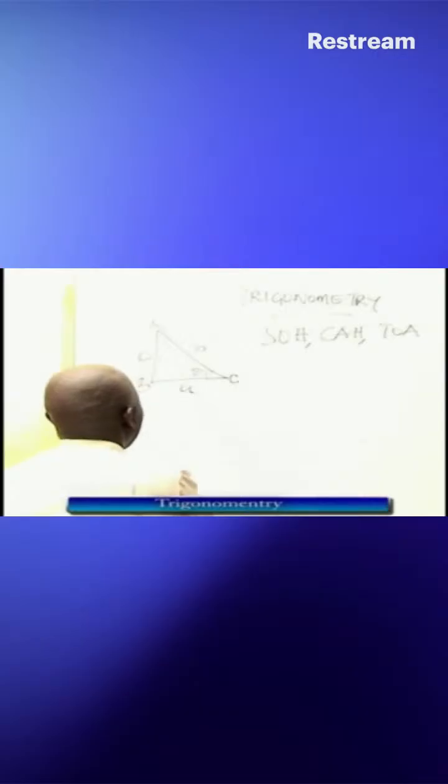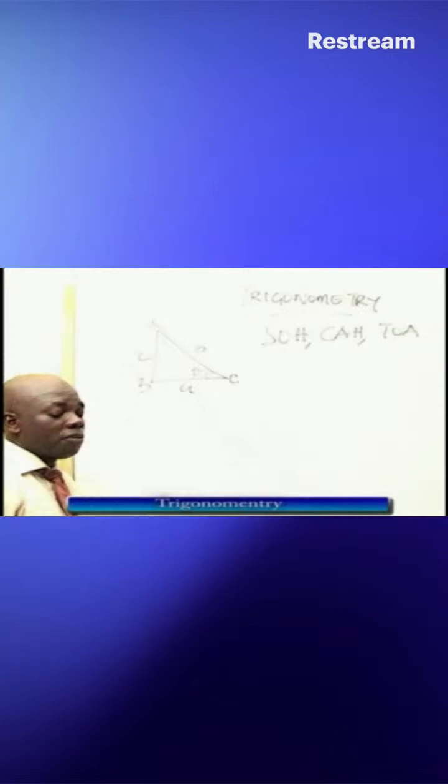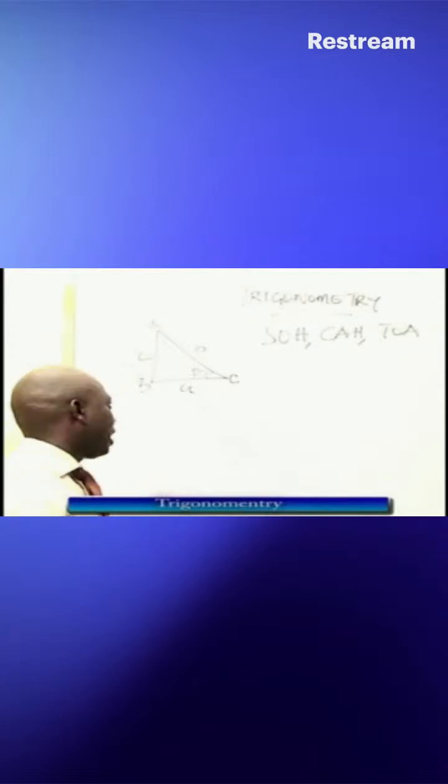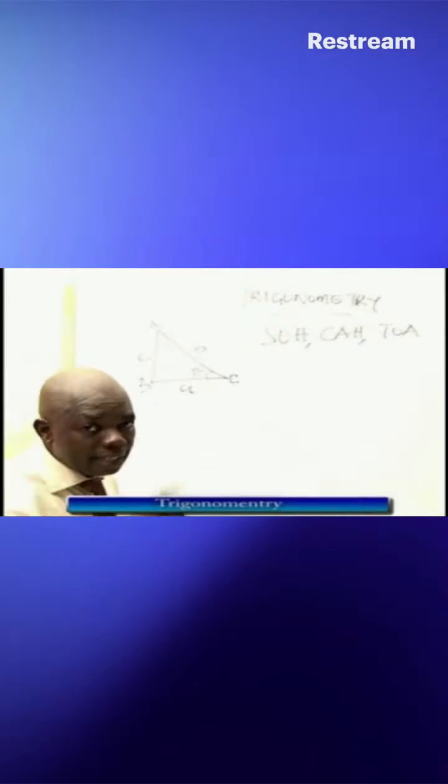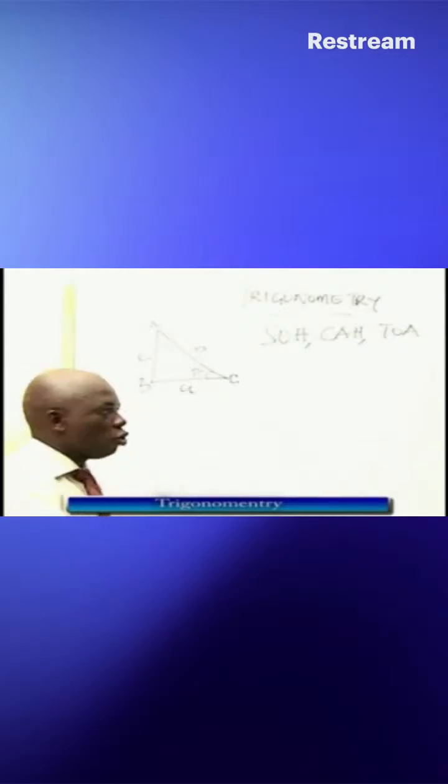Again, if you are asked to determine, you are given one angle and one side. The other triangles we treated before, either they give you two sides and one angle, or they give you all the three sides and they ask you to determine the other side. You can use cosine rule and sine rule. But in a situation where they give you only one side and one angle, that's when you apply what we call SOH CAH TOA.